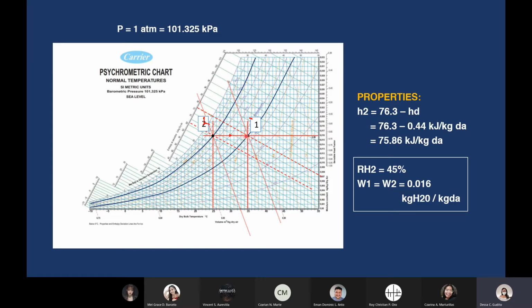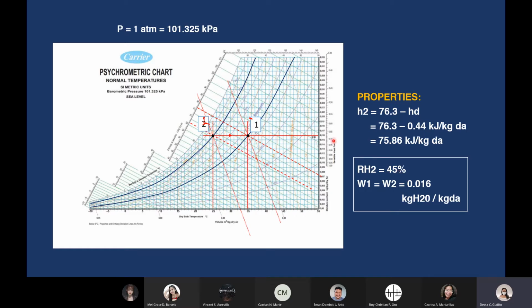And then with this plot na to, katong pag sa atong point, with this point kay we can get also the relative humidity at point 2. So kani siya nga curve, kaning dark blue nga curve, which is estimated to be at 45%, kay in between man siya sa 40% o 50% nga relative humidity. So it is estimated to be at 45%.